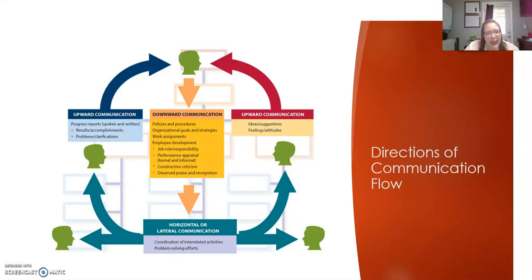So here is our second topic, and that's the directions of communications. And here is a graph for a little bit easier understanding. So there are 3 levels: horizontal, upward, and then downward. And so we're going to talk about this in a little bit more detail.